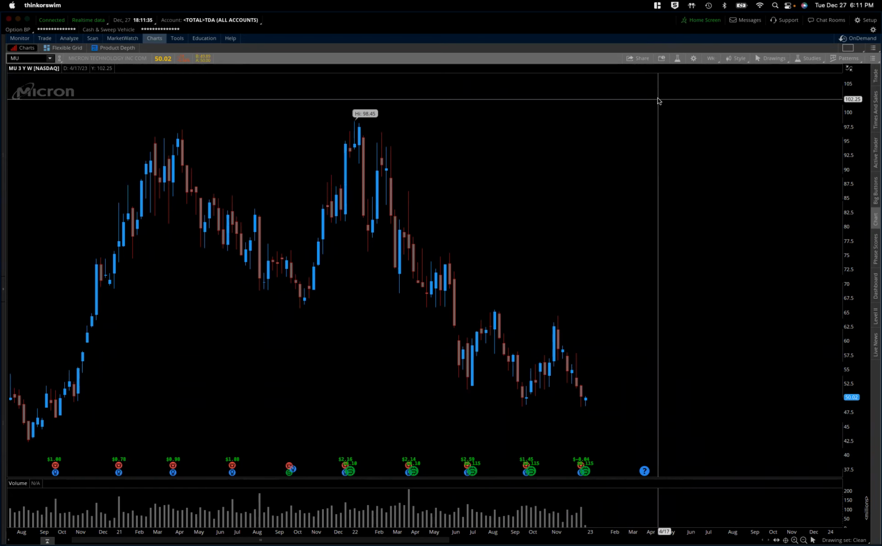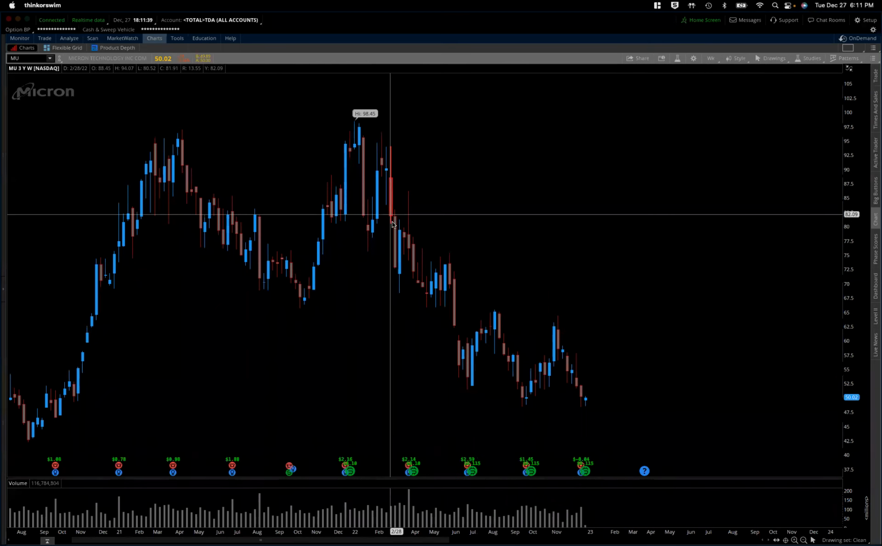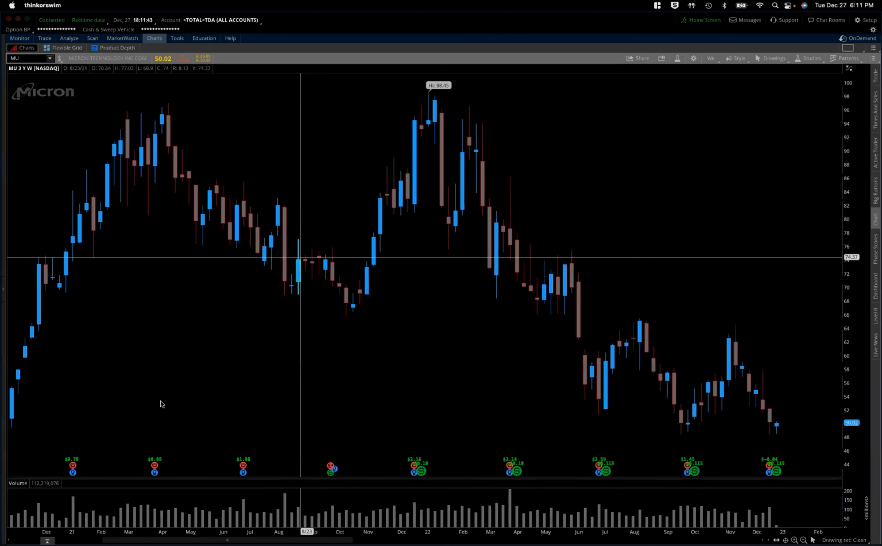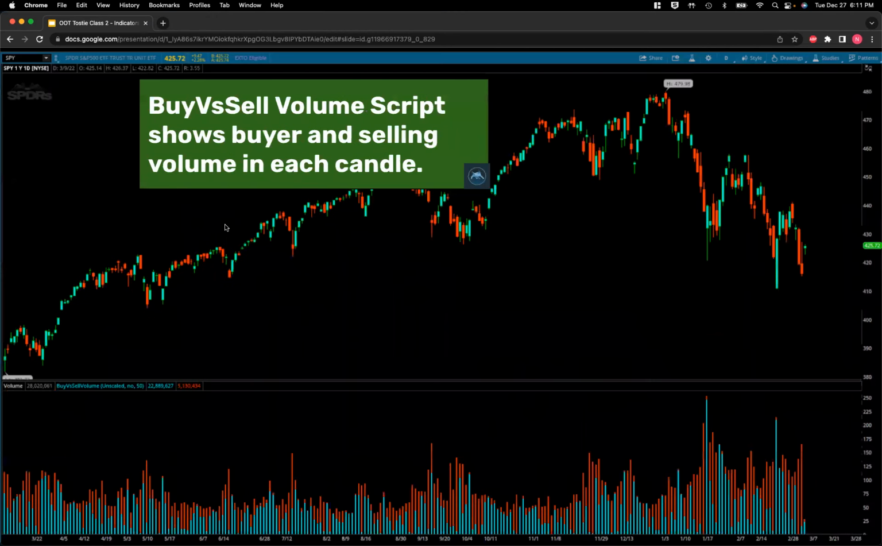And this is a concept that we hammered down a little bit more in the candlesticks lecture, so I'm not going to go too deep into it, but I wanted to outline that very briefly. So volume represents what buyers and sellers are doing at a given point.